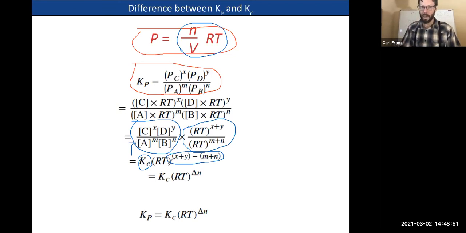Kc times gas law constant times temperature raised to x plus y minus m plus n. Now what's x plus y minus m plus n? That's essentially delta n. What's delta n? Just a change in the moles. Okay. So we can say that Kp, the equilibrium constant of pressure, is equal to the equilibrium constant of the concentration times the gas law constant times whatever temperature we are keeping constant, raised to the change in moles.